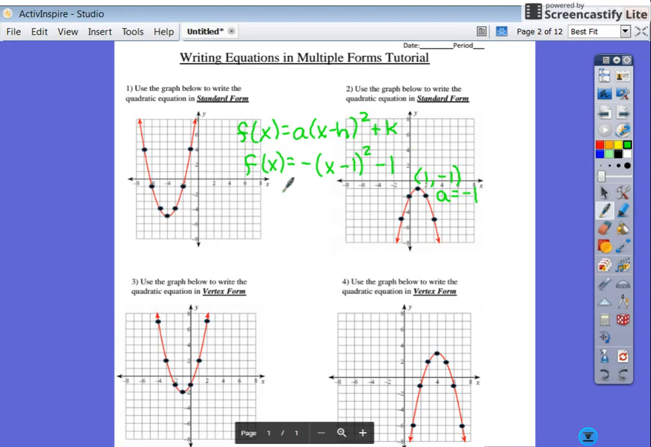So my next move is to FOIL out the x minus 1 squared. And when I do that, I get x squared minus 2x plus 1. And the reason I kept the parentheses around this is because now I need to multiply that by -1. So it'll be -x squared plus 2x minus 1, and then bring down the -1, combine these like terms, and you get -x squared plus 2x minus 2. And now we are in standard form.